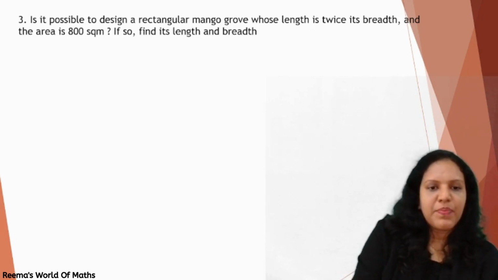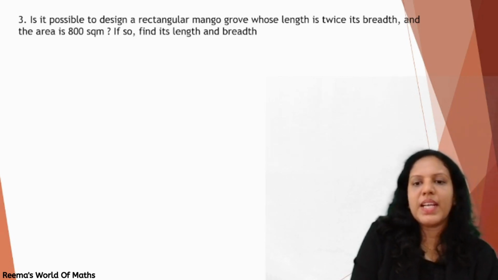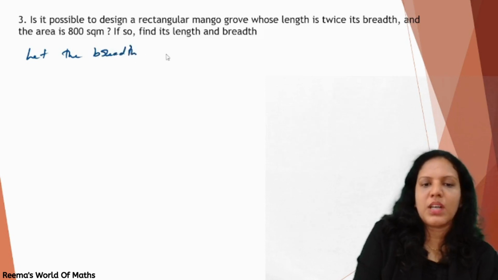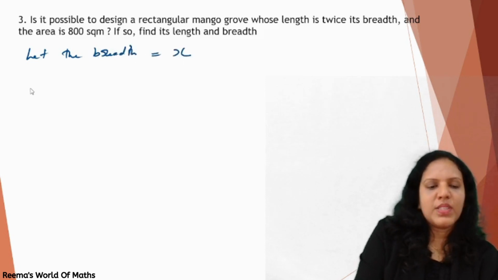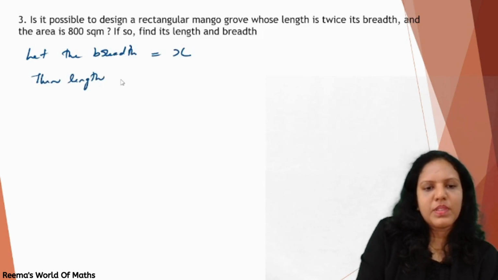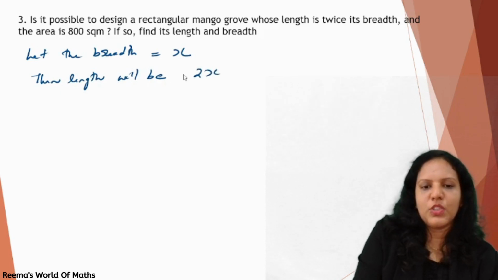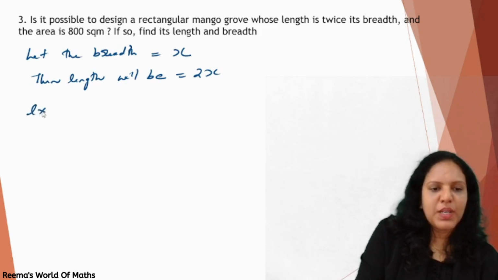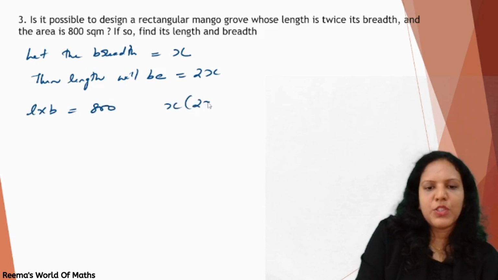We are given that the length is twice its breadth. So let the breadth of the rectangular garden be x. Then the length will be twice its breadth, which is 2x. And the area is given as 800 square meters. So area is length into breadth, which is equal to 800. That is x multiplied by 2x equals 800 square meters.